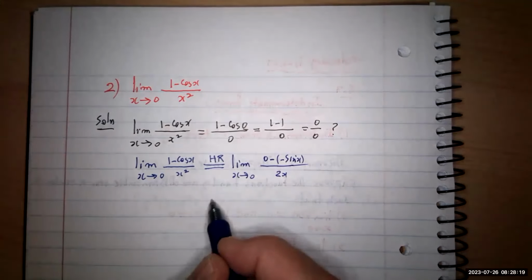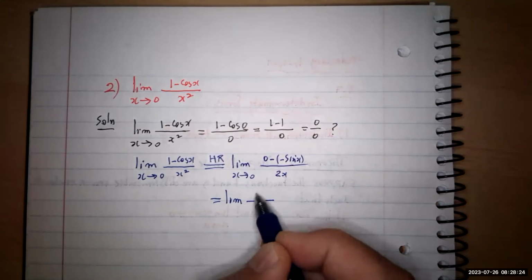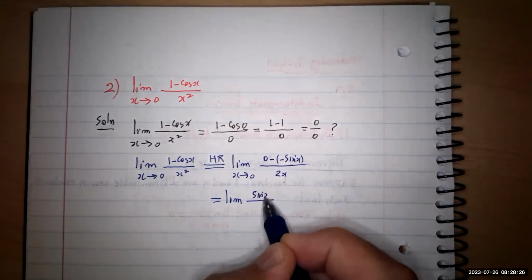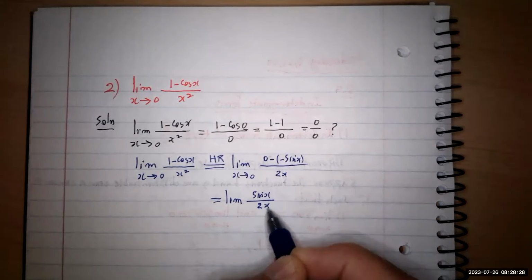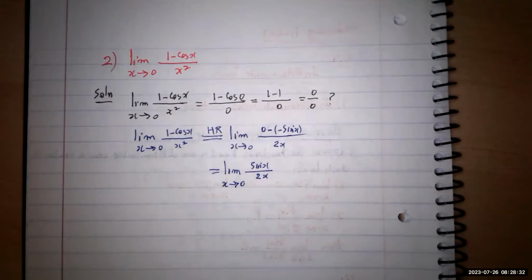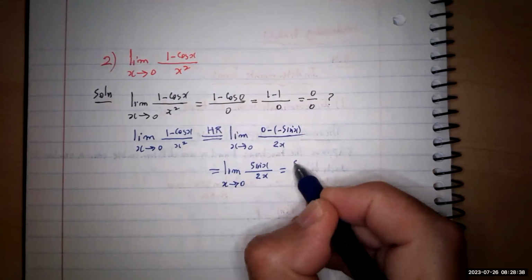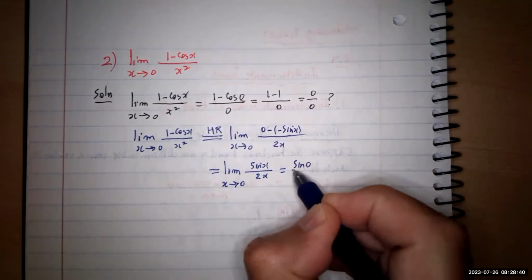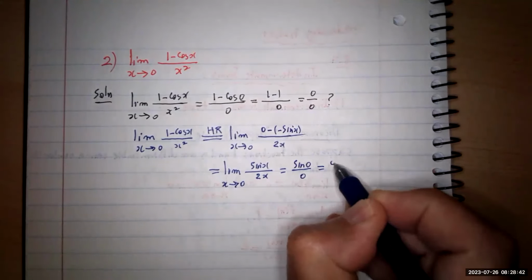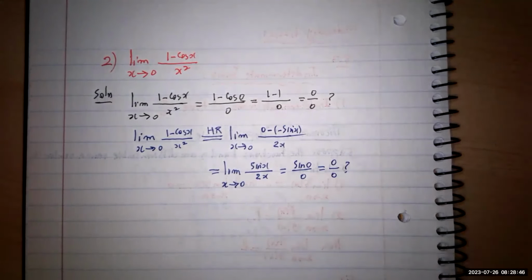So that would be equal to the limit as x goes to 0 of sine x over 2x. Okay, and now you try again. If you try it again, substitute 0. So that gives you sine of 0 over 0. Sine of 0 is 0. So we get 0 over 0 again. So it means we have to continue.